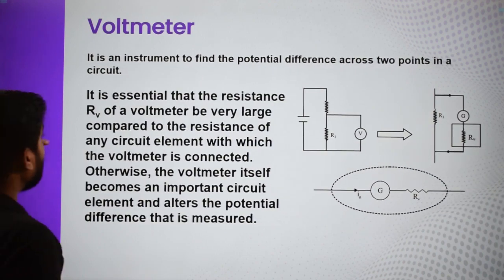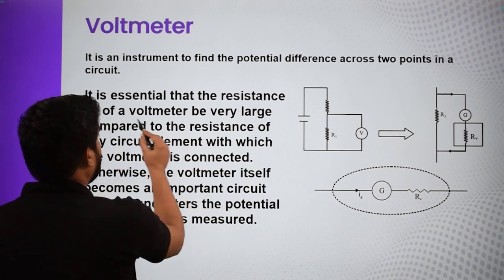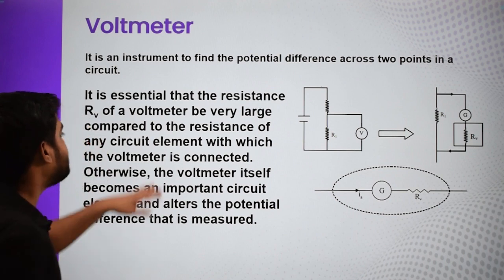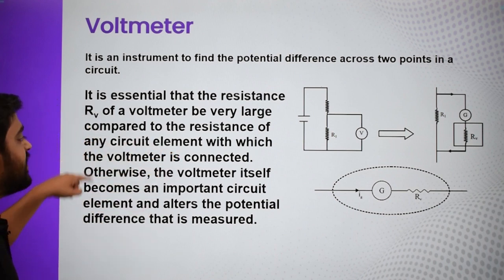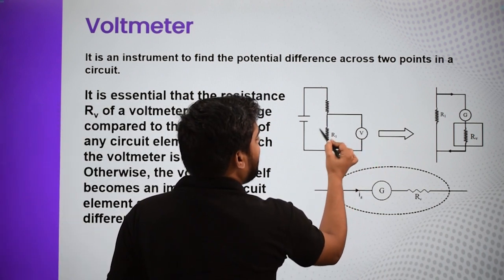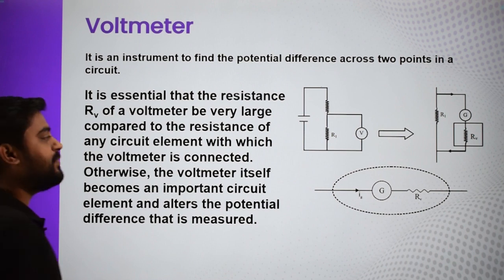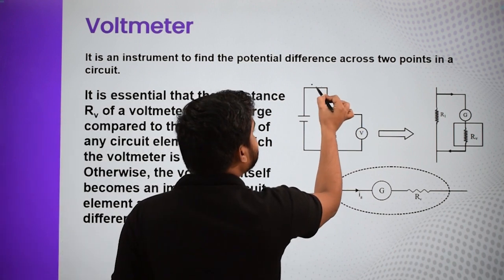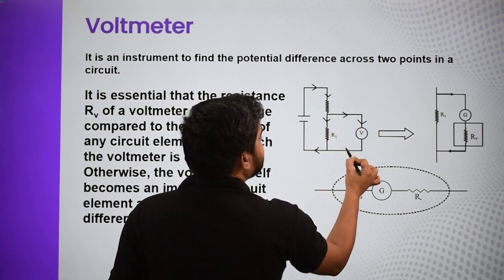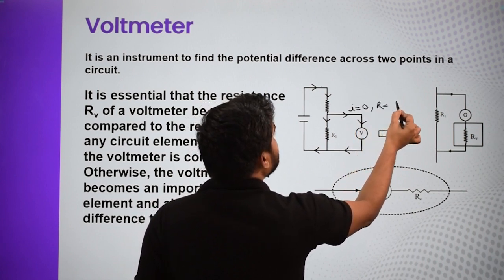Now it is essential that the resistance RV of a voltmeter, this is the resistance, RV is called the resistance of a voltmeter, has to be very large compared to the resistance of any circuit element. RV has to be very much greater than this resistance, because if that is not happening, then some of the current passing in the original circuit will choose this branch as well. So we want this current to be 0. For that, the resistance has to be infinity.